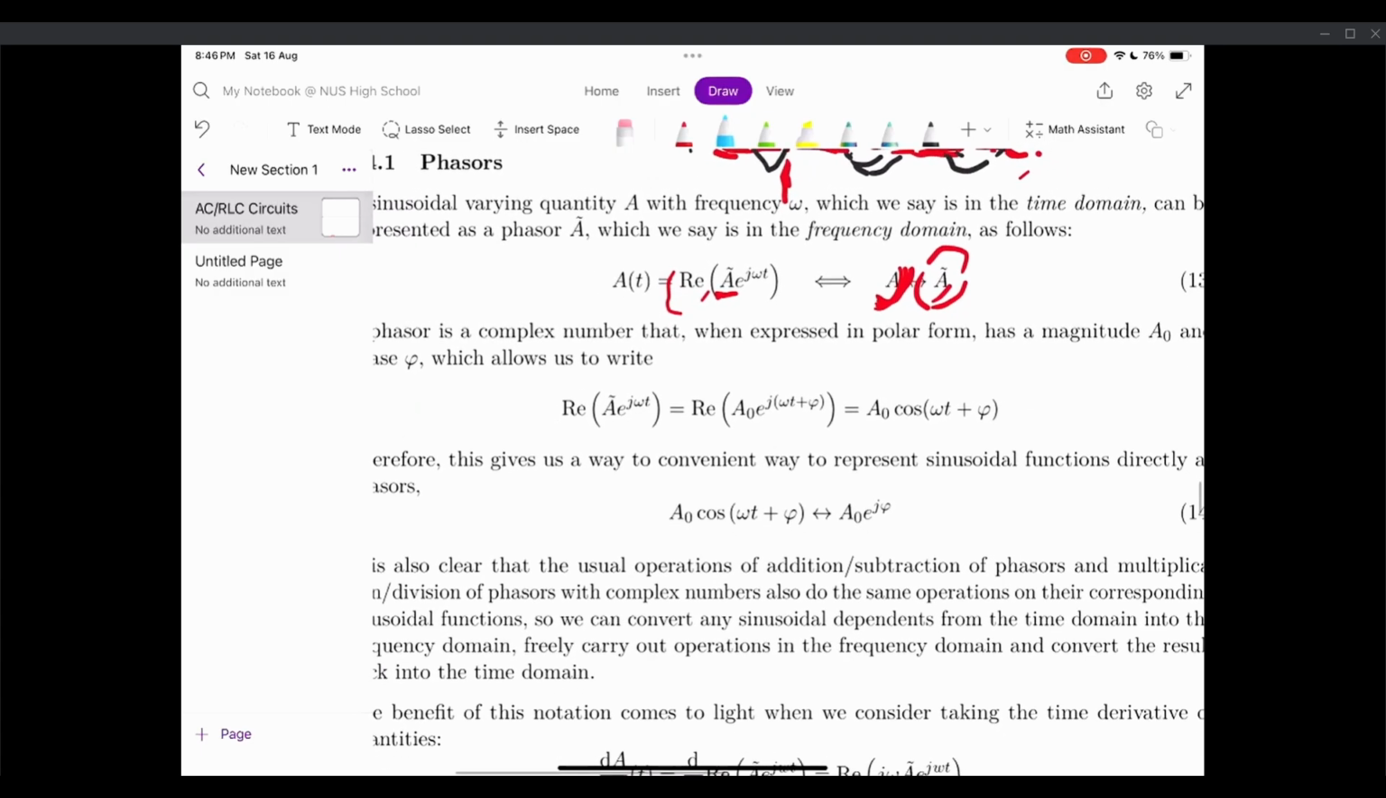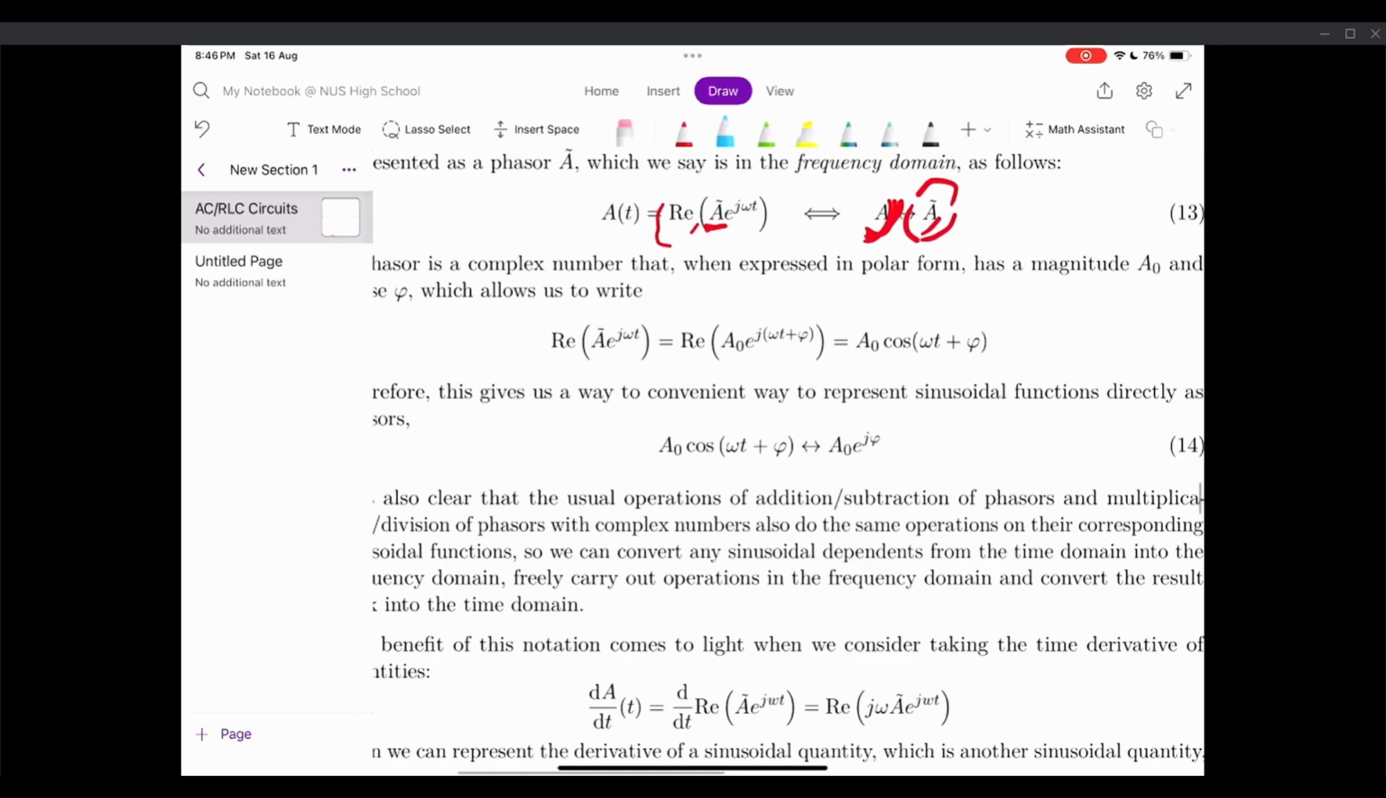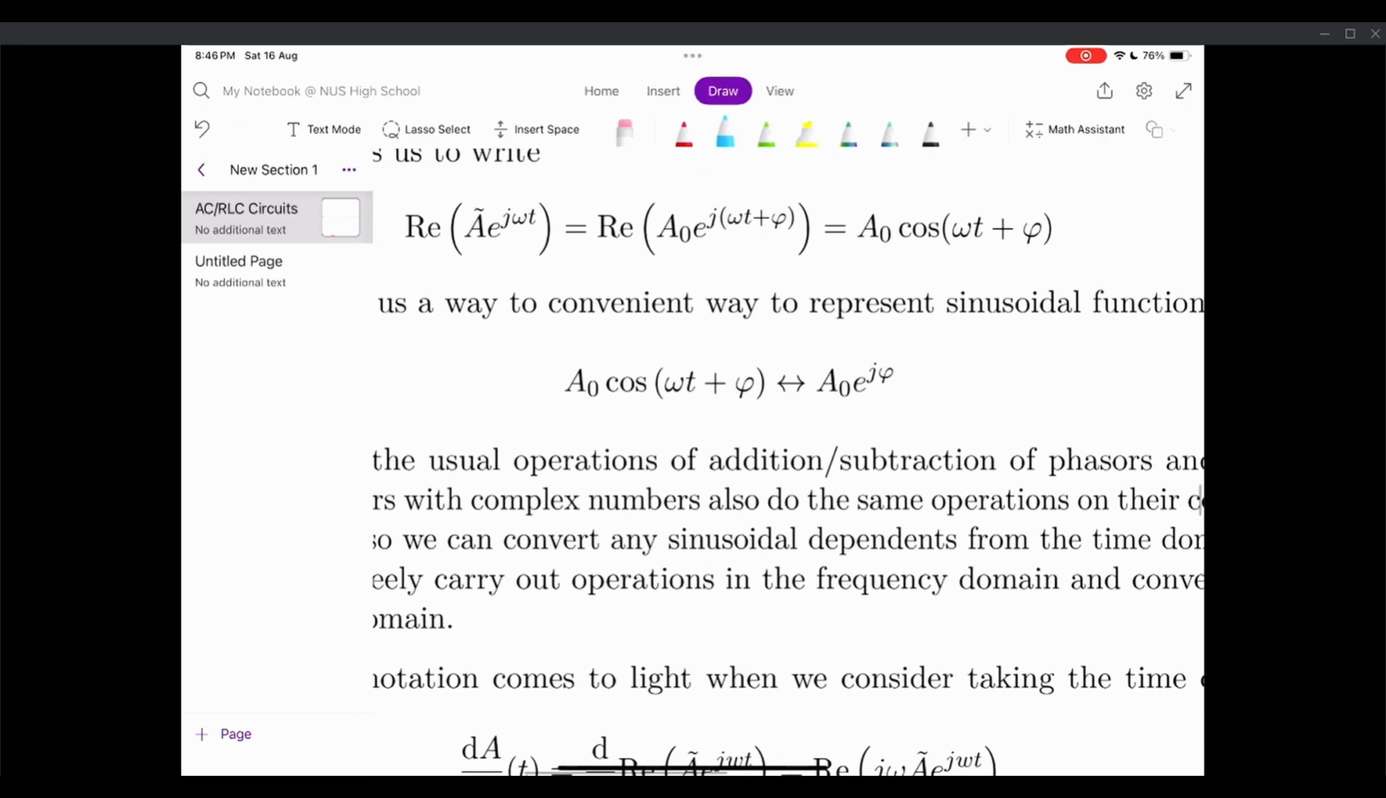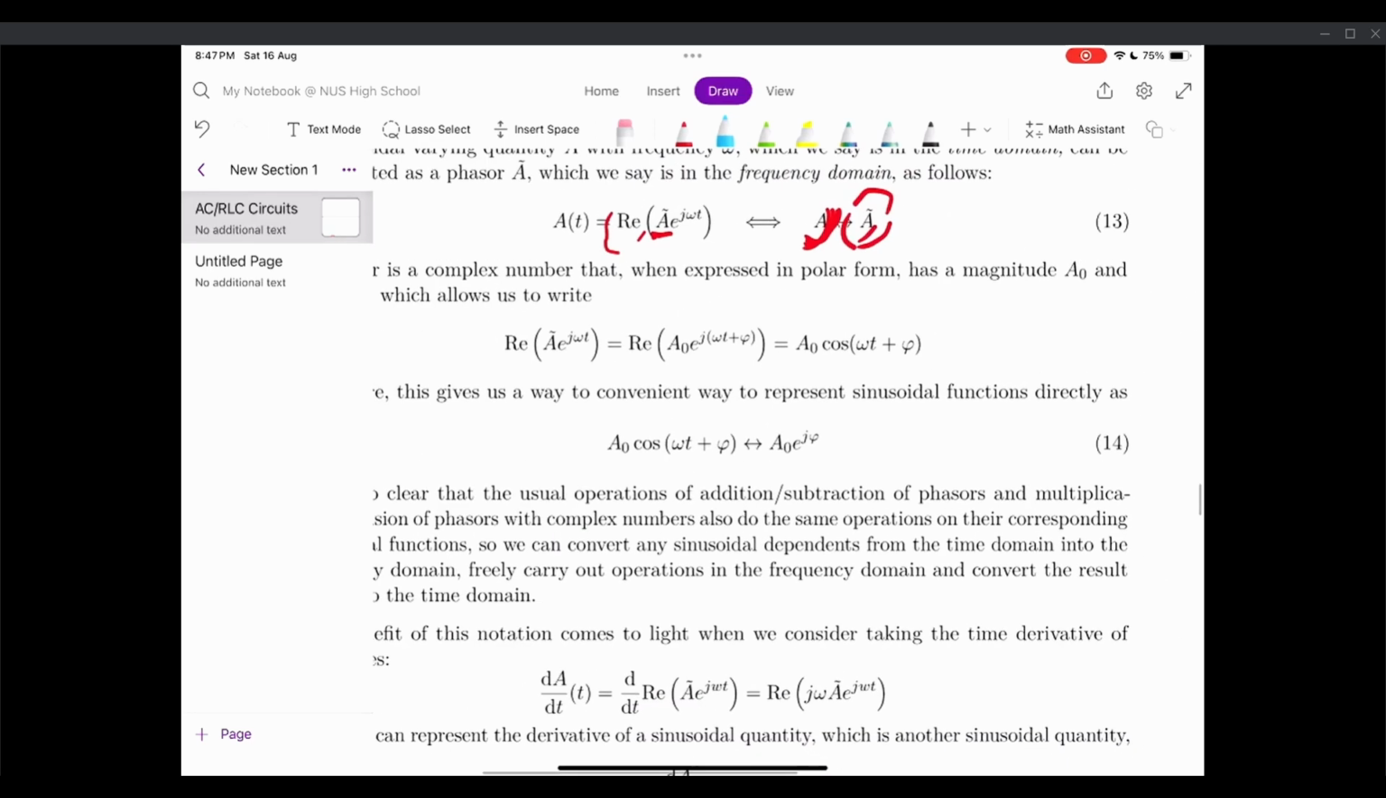The benefit of this is that, firstly, you can directly relate some sinusoidal function to a phasor if you know its amplitude and its phase. Because if your amplitude is A0 and your phase is phi, then your phasor is just A0 e to the j phi, which is quite easy, and I've already derived it here.